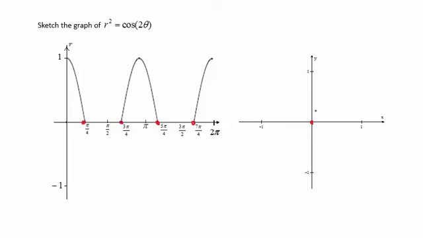These angles, pi over 4, would live in the first quadrant, 3 pi over 4 in the second quadrant, 5 pi over 4, and 7 pi over 4 would look like this.